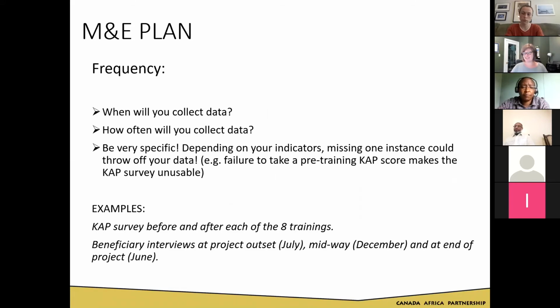When are you going to collect the data? How often are you going to collect the data? Make sure that's very, very clear.